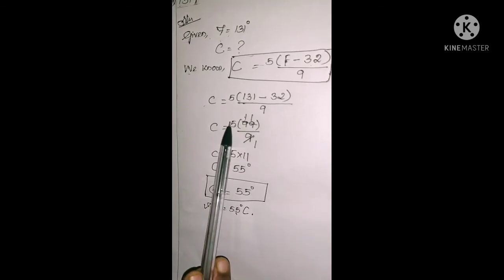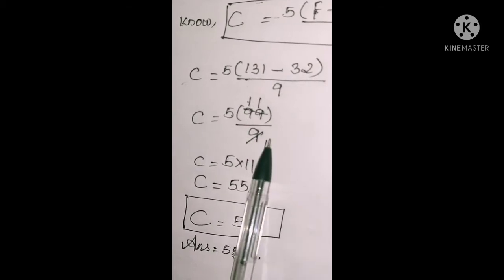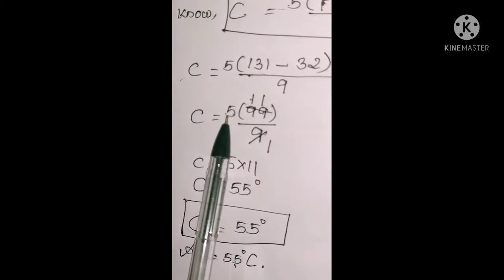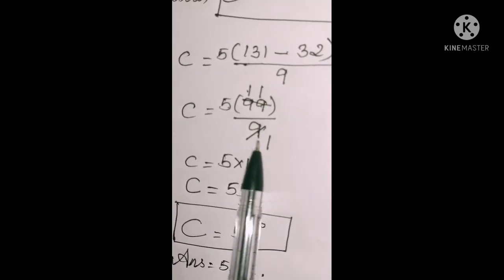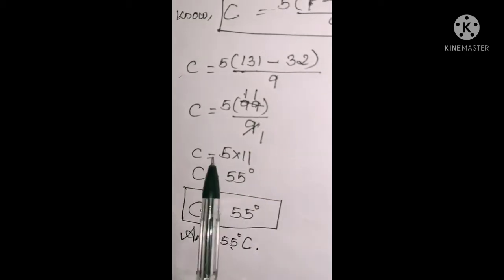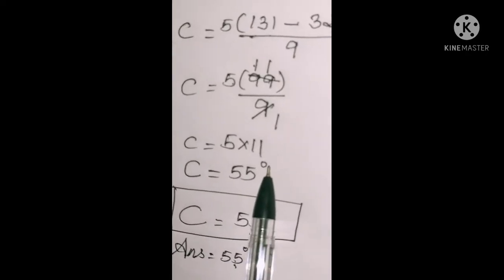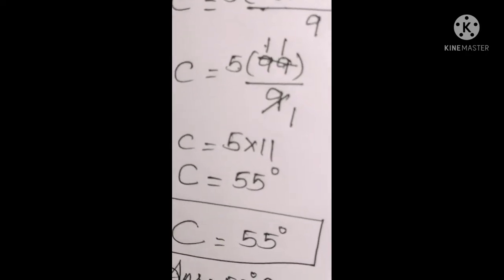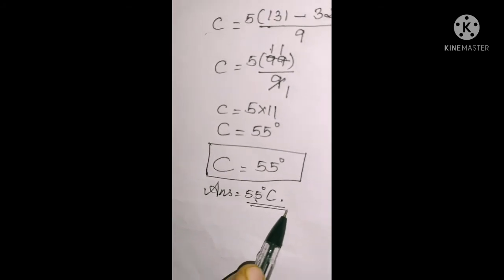So 5 into 99 by 9. Then you divide these both numbers: 11 nines are 99. So 5 into 11 by 1 is the answer. Any number divided by 1 is the same number. So C is equal to 5 into 11, 55 degrees. So the answer is 55 degrees Celsius. Have you all understood? Yes.